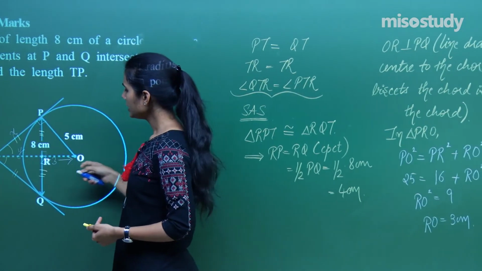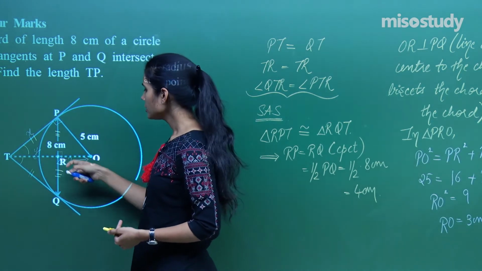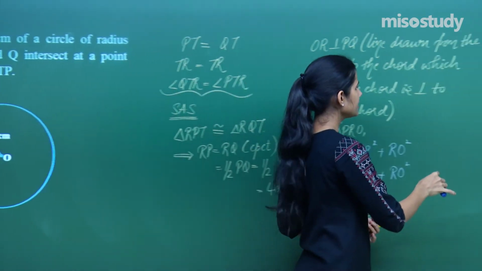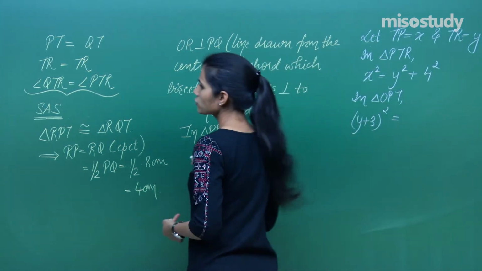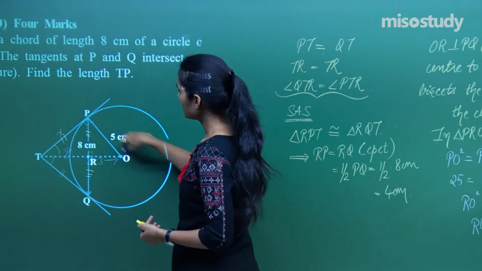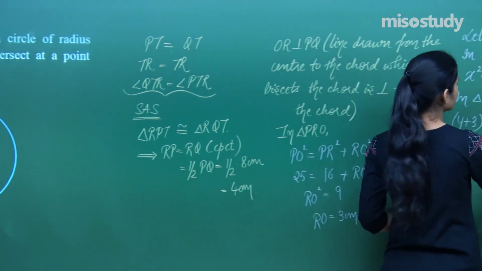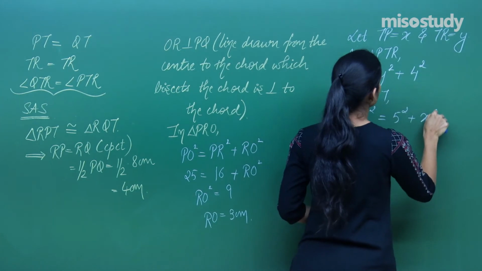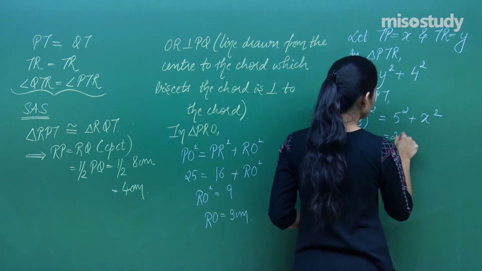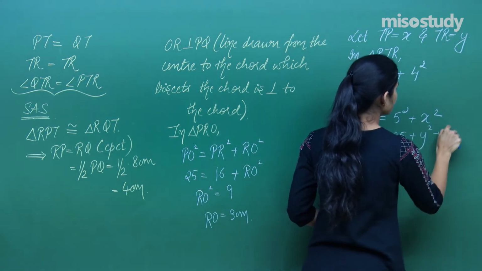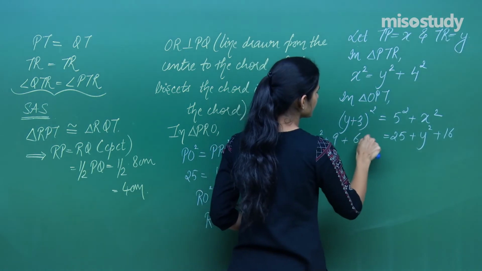In OPT, the hypotenuse will be OT. What is the length of OT? OT is TR plus RO. TR is Y, RO is 3, so Y plus 3. So the hypotenuse is Y plus 3. Hypotenuse square equals base square plus perpendicular square, so Y plus 3 square equals 5 square plus x square. But x square by this equation is y square plus 16. So you have 25 plus y square plus 16, and the left side will be y square plus 9 plus 6y.